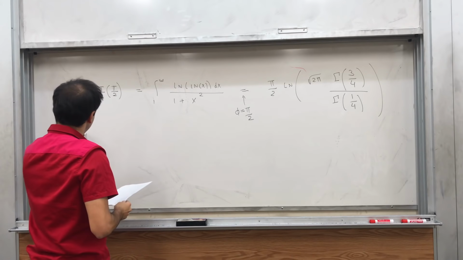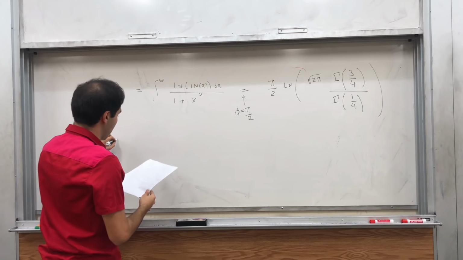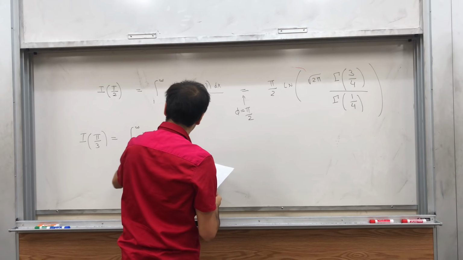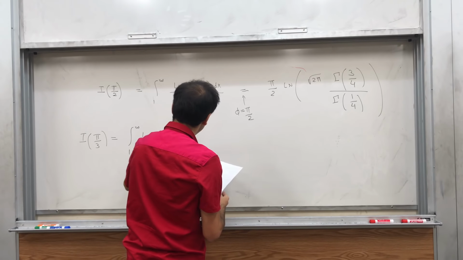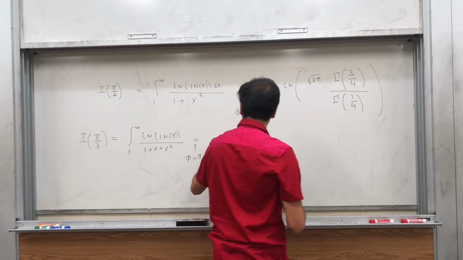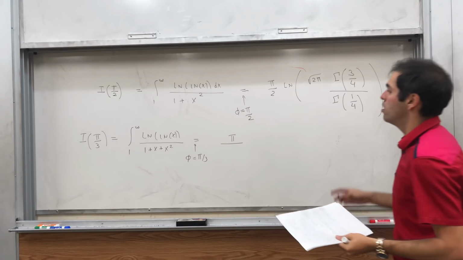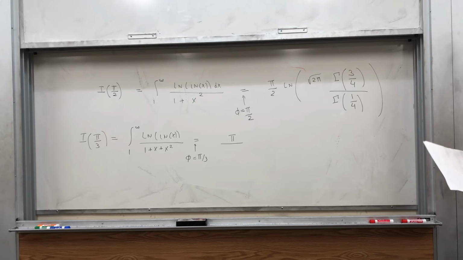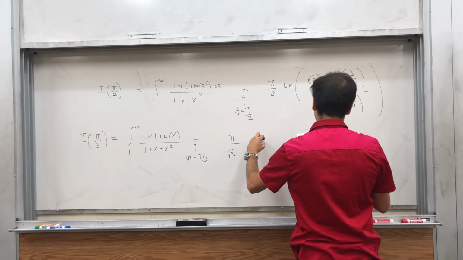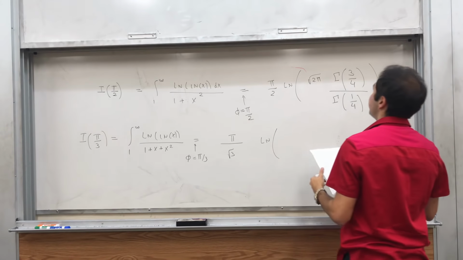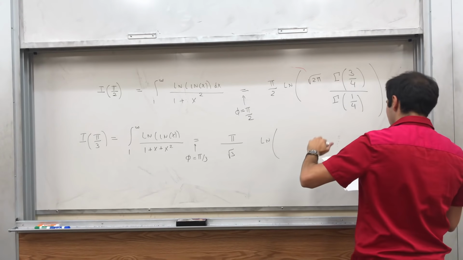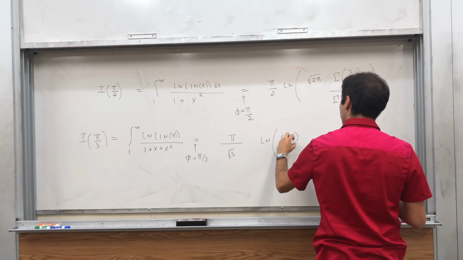And then, what about this integral with pi over 3? As I said, there was the integral of ln of x over 1 plus x squared. This time that is with phi equals pi over 3. Then it's pi over sine of pi over 3, which is square root of 3 over 2. If you multiply it by 2, you get square root of 3. Then ln of, phi over pi is 1/3, so it's the cube root of 2 pi.